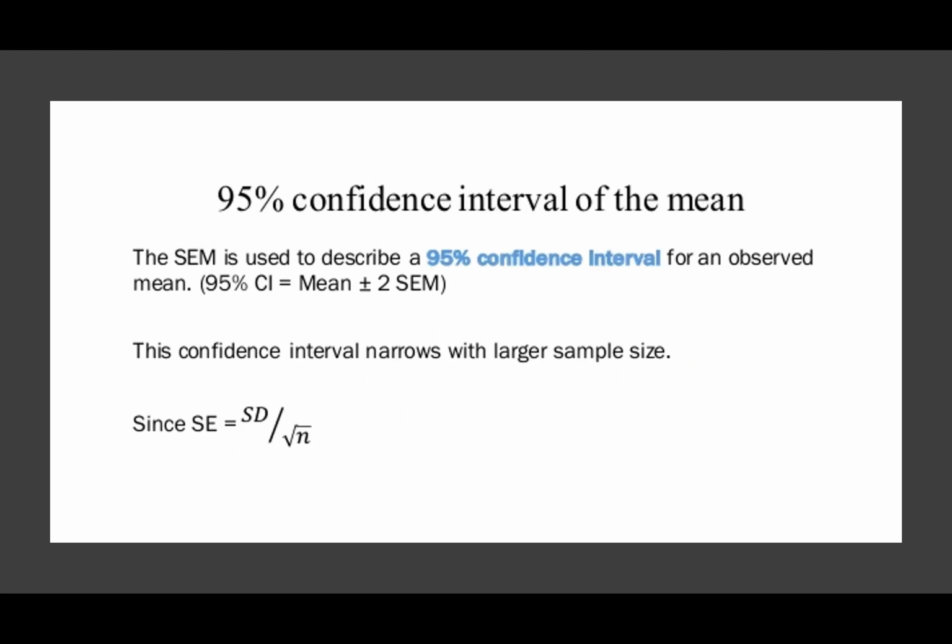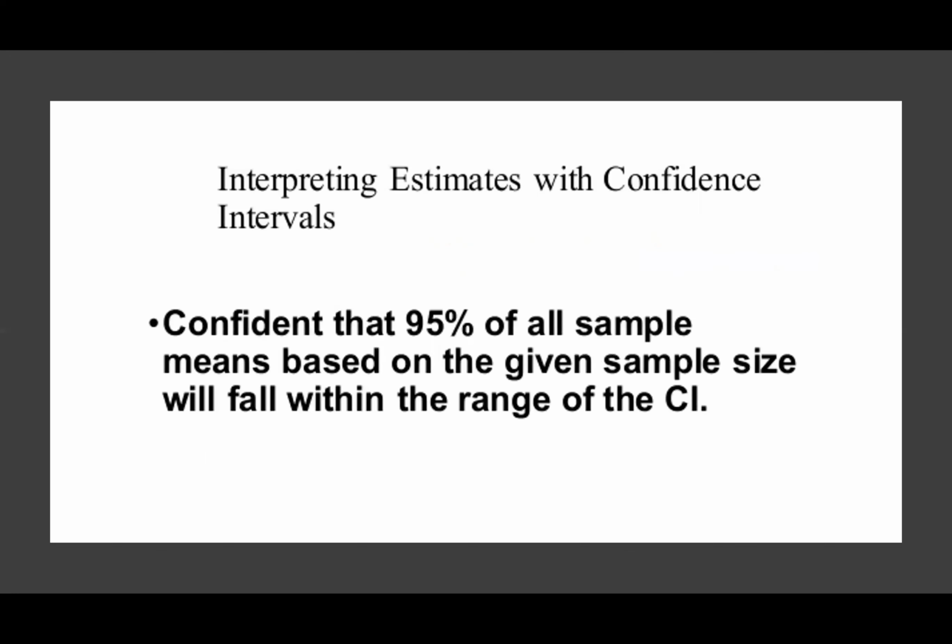95% confidence interval of the mean. The standard error of the mean is used to describe a 95% confidence interval for an observed mean. The 95% confidence interval is the mean plus or minus 2 standard errors of the mean. This confidence interval narrows with a large sample size. So we have the formula: standard error is equal to standard deviation divided by the square root of n, the sample size. We are confident that 95% of all sample means based on the given sample size will fall within the range of the confidence interval. It is the interpretation of estimates with confidence intervals.